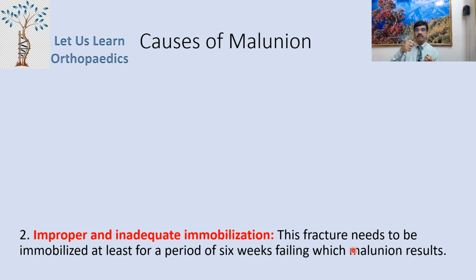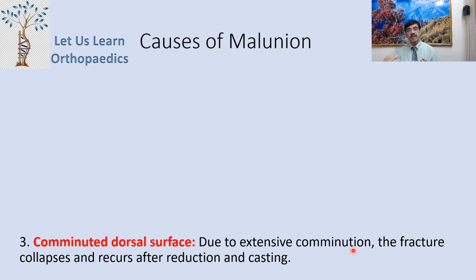Sometimes you might have done a good reduction, you might have given a proper plaster, but the patient was over smart. He goes home, he finds that now after 7 days there is no pain, and he wants to go out, and he himself removes the plaster at home thinking that there is no problem at all. It will result in malunion. The third common cause for the malunion is the comminuted dorsal surface.